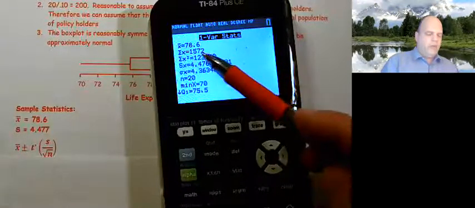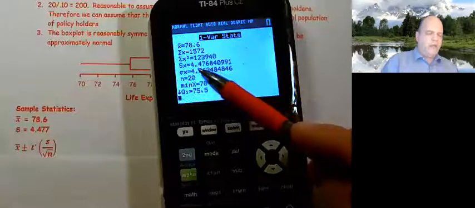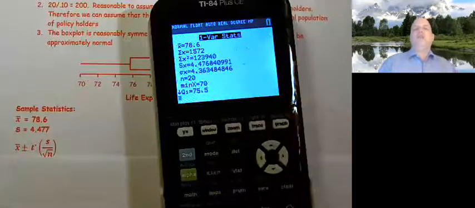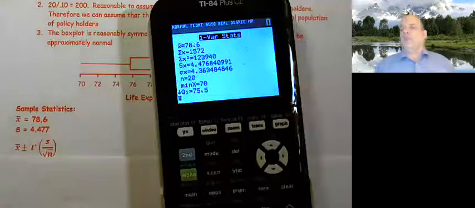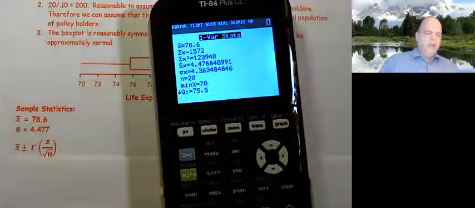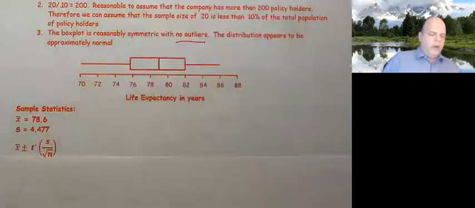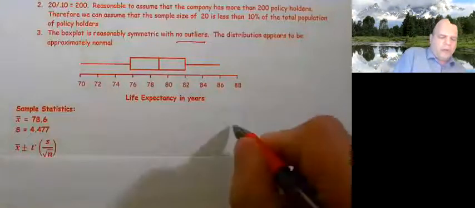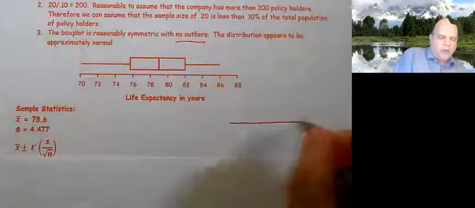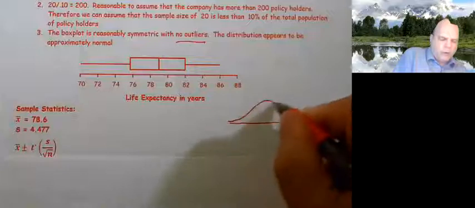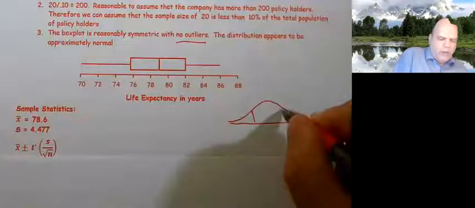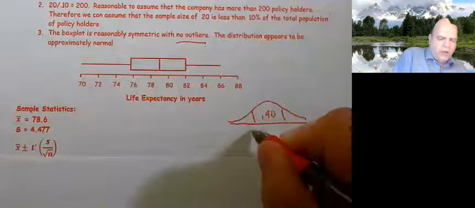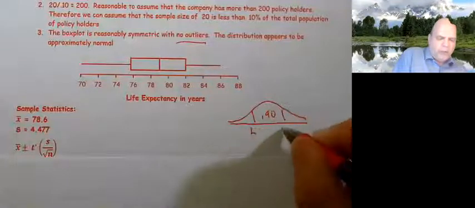And 78.6, and my standard deviation of the sample is 4.47. Make sure you're choosing a sample because we're using sample data. So I wrote that down. Now we are making a confidence interval, so this means my graph is going to look like this, where this is 0.90, and I'm looking for this lower bound and this upper bound.